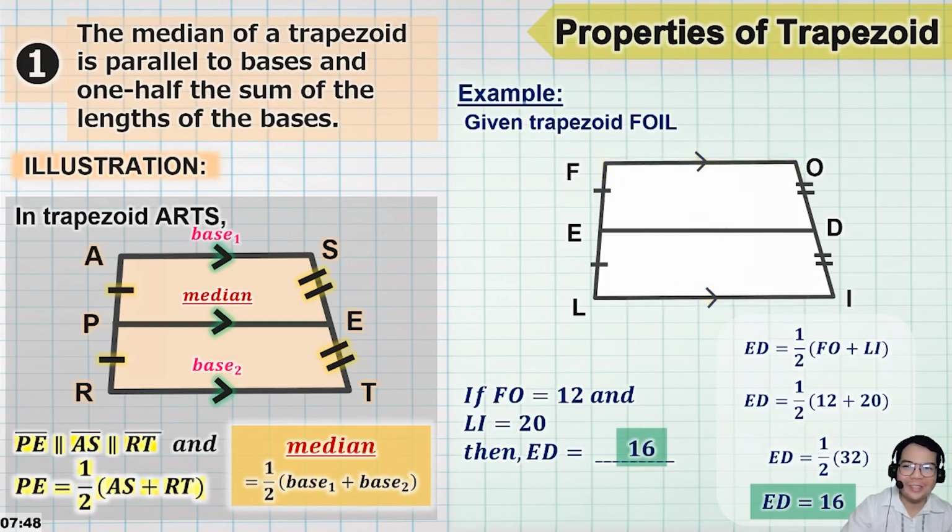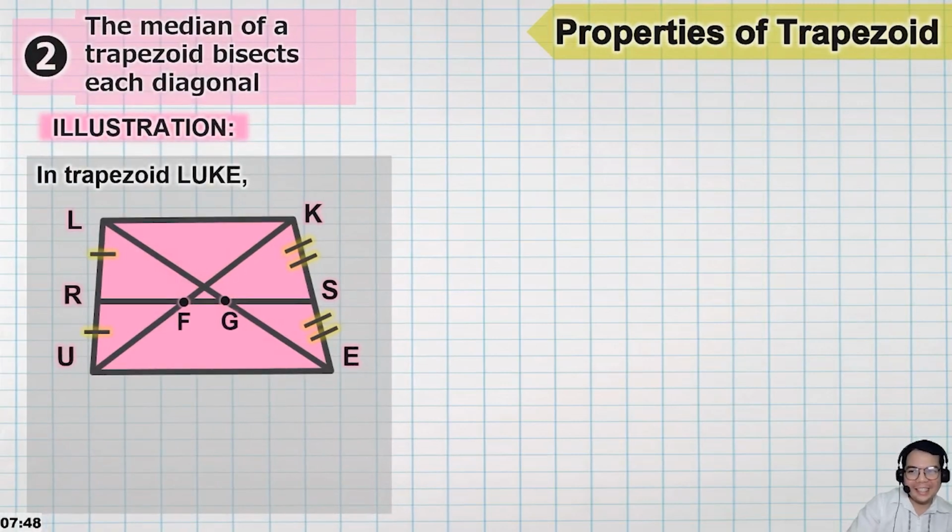Okay, let's continue with the second one. The second property of a general trapezoid is that the median of the trapezoid bisects each diagonal. What that means is, if you remember the property of a parallelogram that diagonals bisect each other, this is different. Here, it is the median that bisects the diagonals.